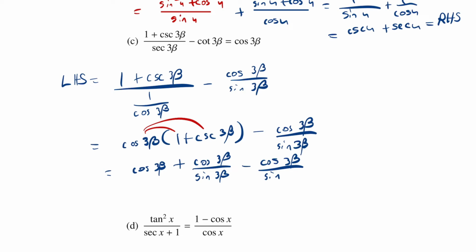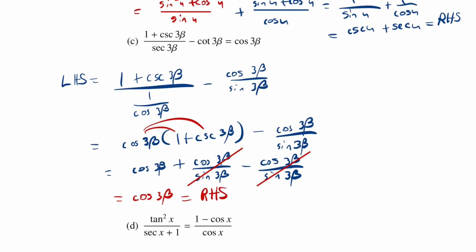What do you know? These two terms end up canceling out. They're opposites. And so a lot of times that's going to happen. You're going to be surprised and you'll see some terms that cancel, and then you end up with your desired result. In this case, cosine 3 beta is what we're looking for.